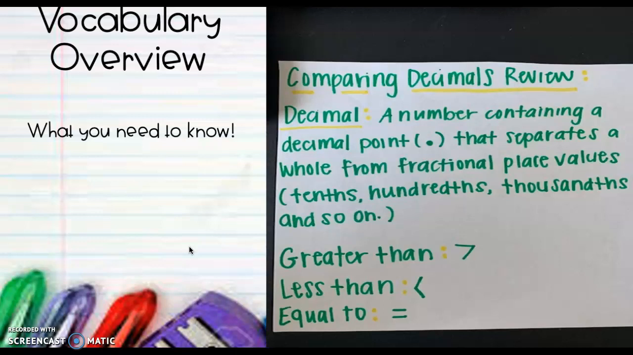All right, so before we even get started, I want to do some vocabulary review. This is what you need to know. First, let's go over what is a decimal. A decimal is a number containing a decimal point, it looks like a period, that separates a whole from fractional place values: tenths, hundredths, thousandths, and so on. All that's super wordy, but I promise you I'm going to show you in a second what that looks like.